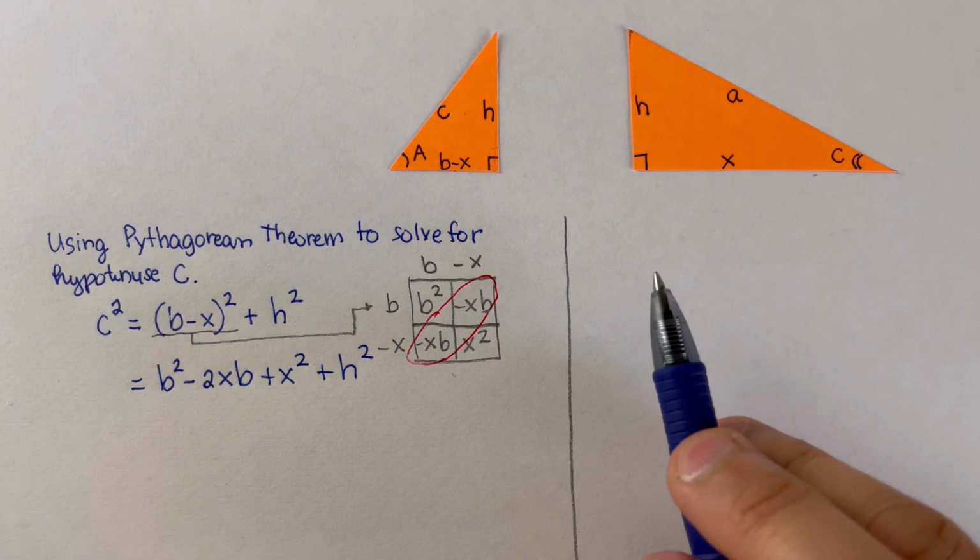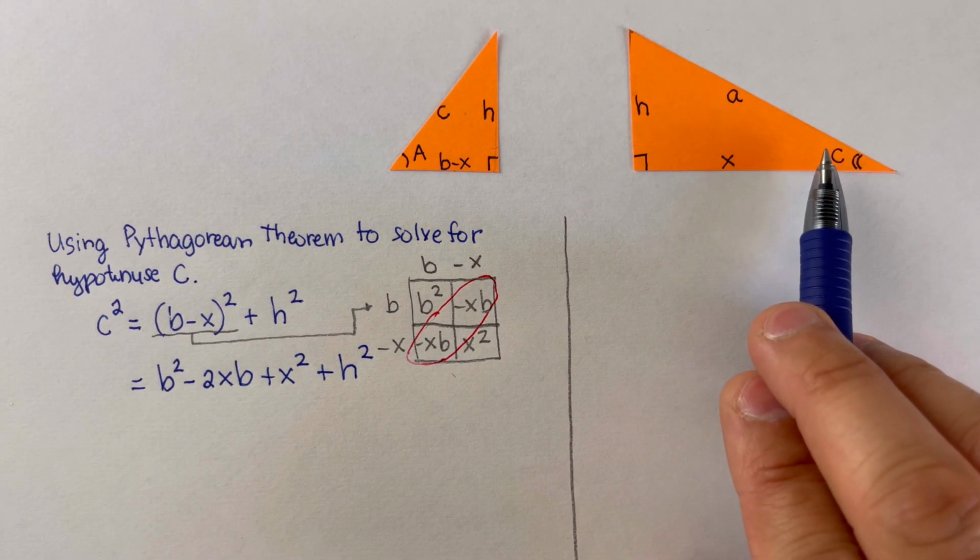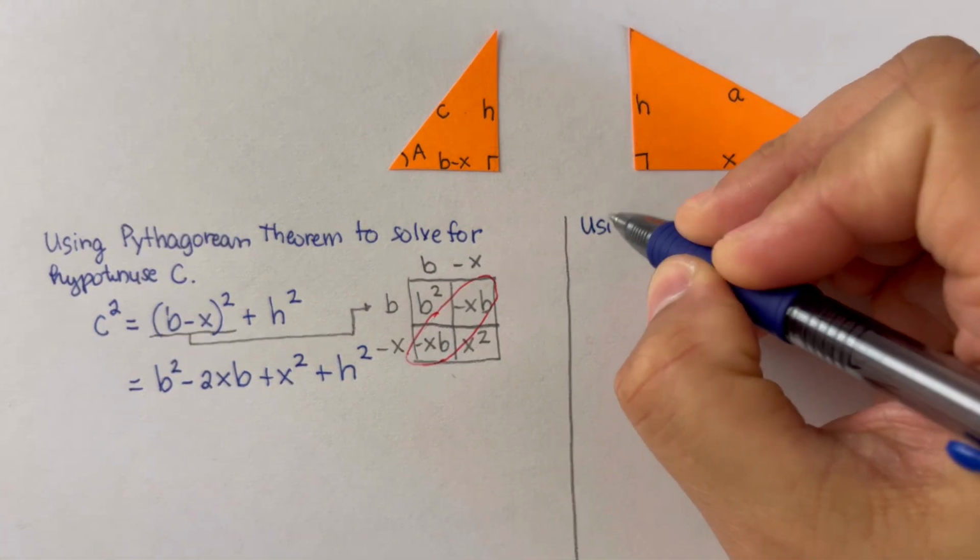Now let's look at the triangle on the right. Again, we are going to use the Pythagorean theorem to solve for the hypotenuse A. So let's set it up using the Pythagorean theorem.